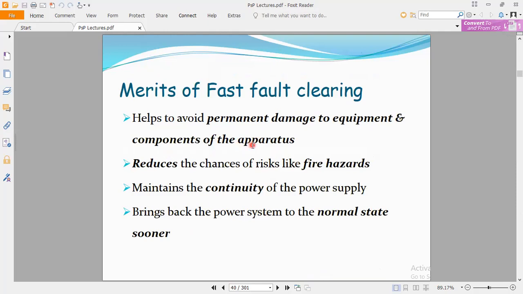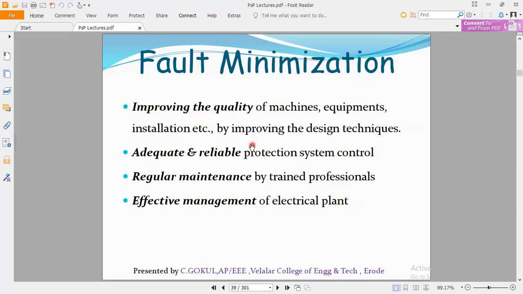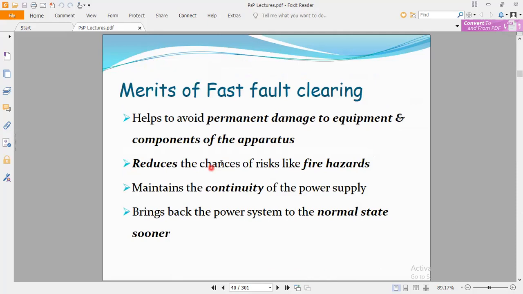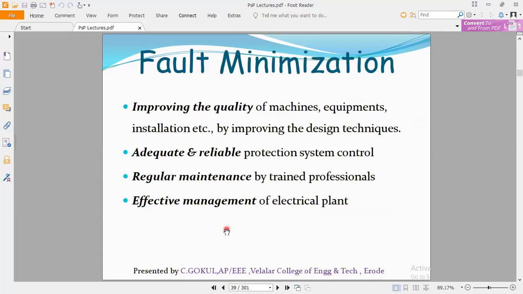So if we protect our system by preventive maintenance and preventive steps as per the required SOPs, then fault minimization would prevent the system from damage. Reduce the chances of risk like fire hazards. If we minimize the fault level, then the chances of fire hazard would be reduced. Maintain the continuity of the power system. So a consistent and uninterruptible power supply would be provided by the utility if the measures are followed. That is mentioned in the slide.